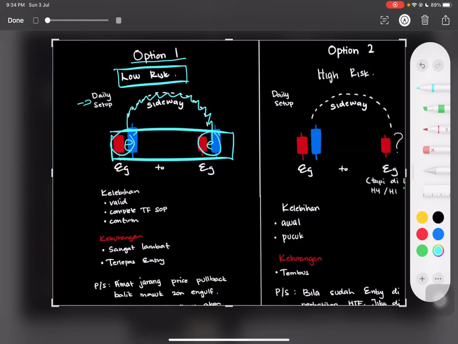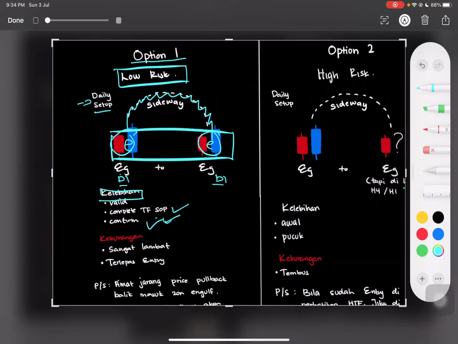As for now, when the first time frame creates engulf to engulf, sorry if the notes are in Malay, I'm going to translate to you. When the first time frame creates engulf to engulf, let's say daily itself creates engulf to engulf, that will be perfect. The benefit is your setup is really strong. Your setup will be confirmed already that they're going to fly. And the setup has already completed this time frame SOP. So that was the benefit of the setup.